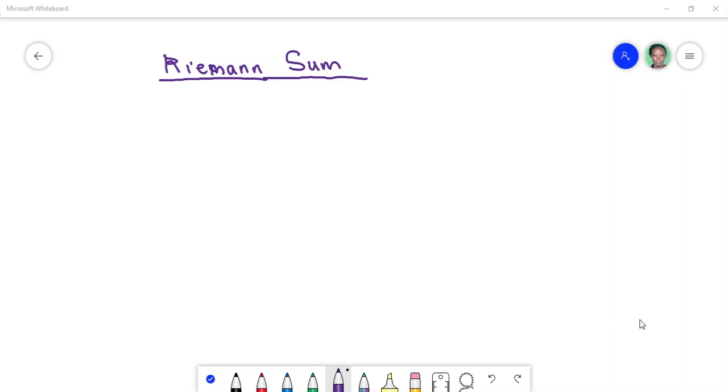This lesson is on integration. So in our lesson today, we are looking at what the Riemann sum is. And this will lead us to the integration we know about.